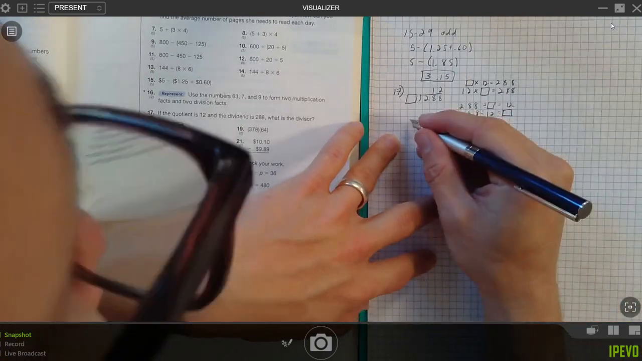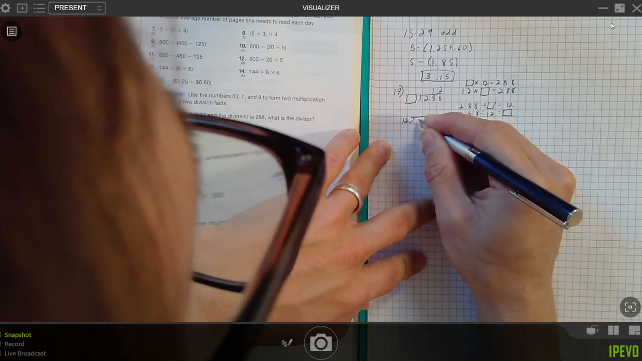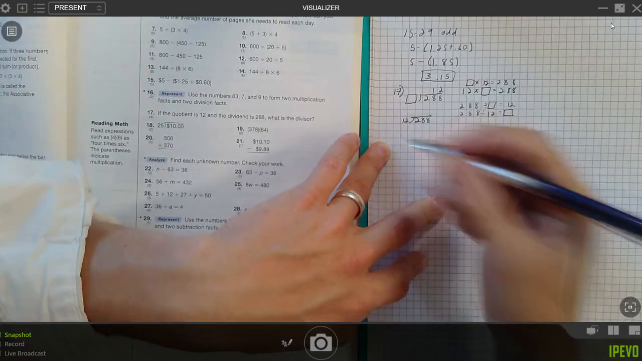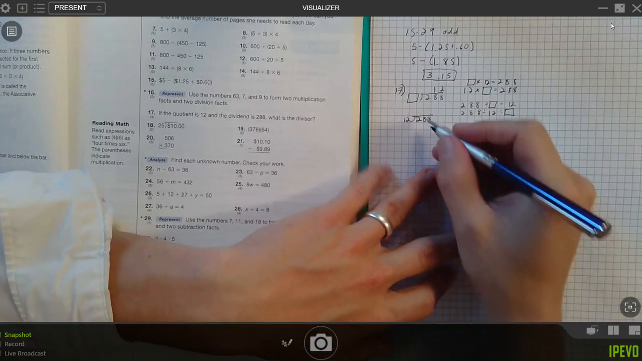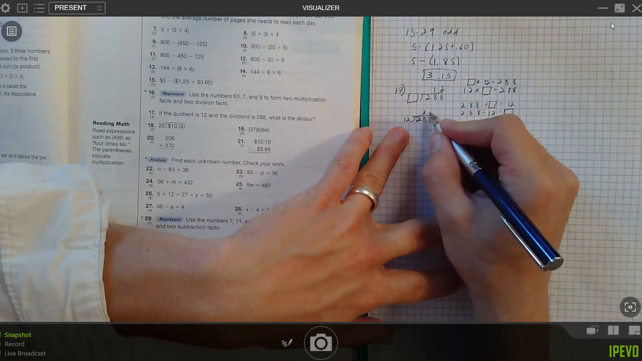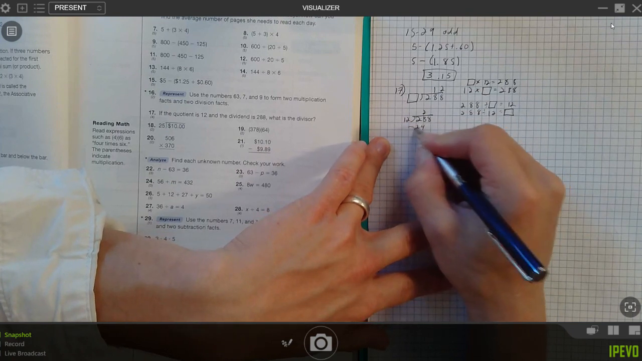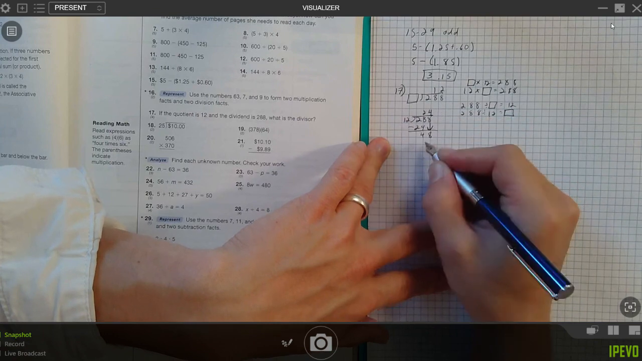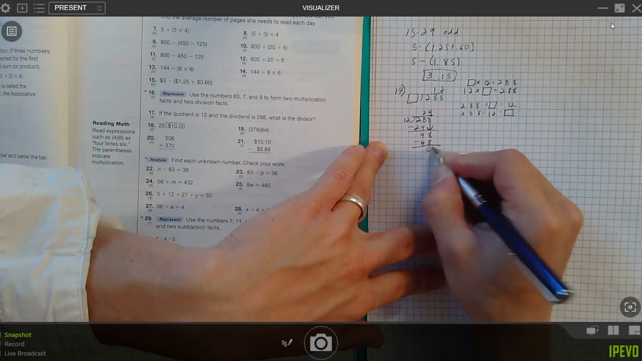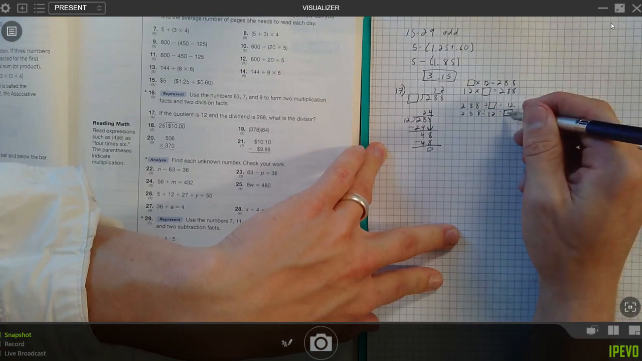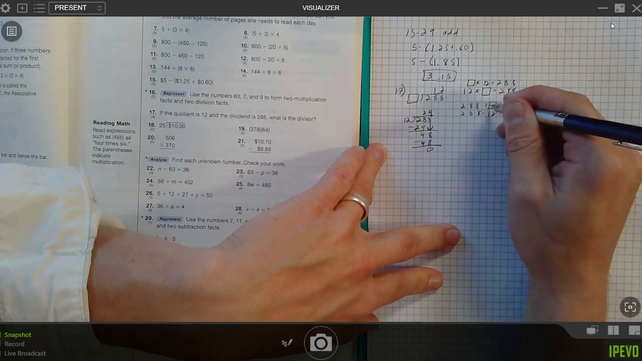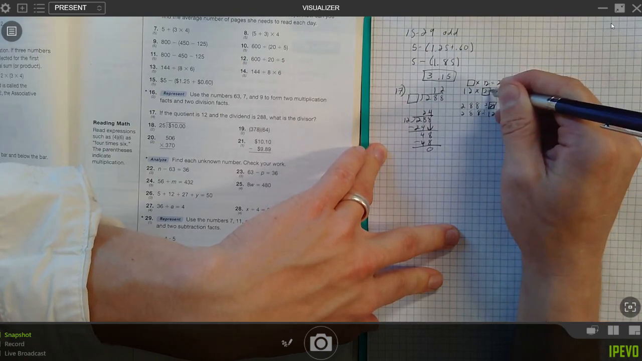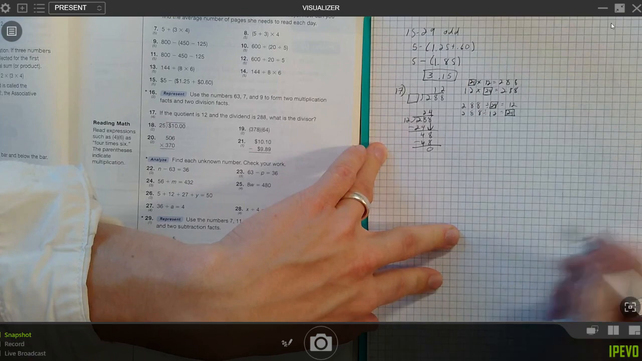So 288 divided by 12 goes into here 2 times. That's 24. Goes in 4 times. Okay. So my answer is 24. And I can check that by plugging it into any of those other problems.